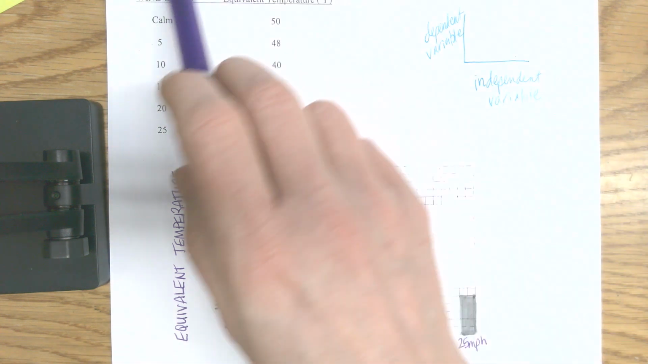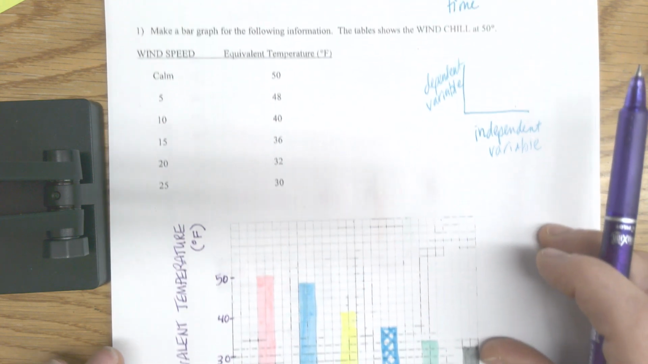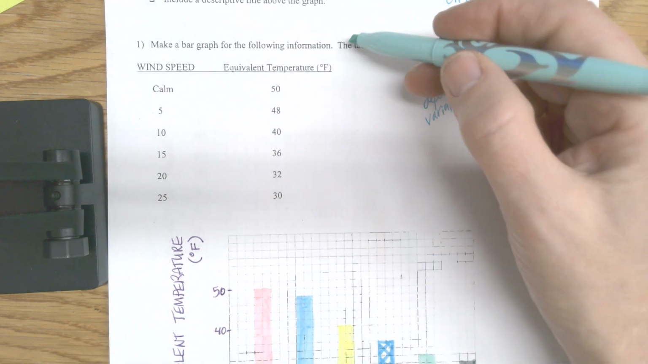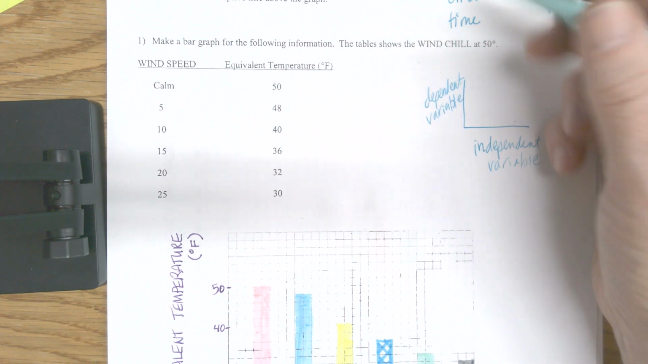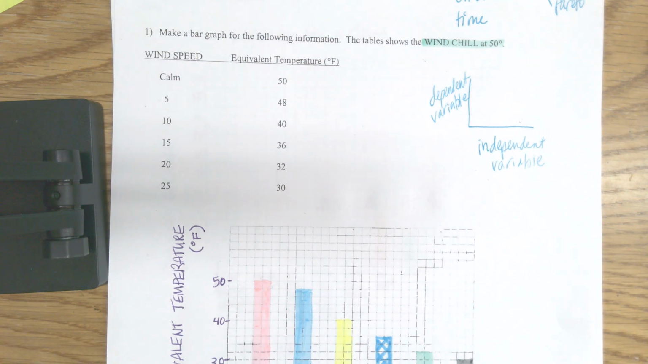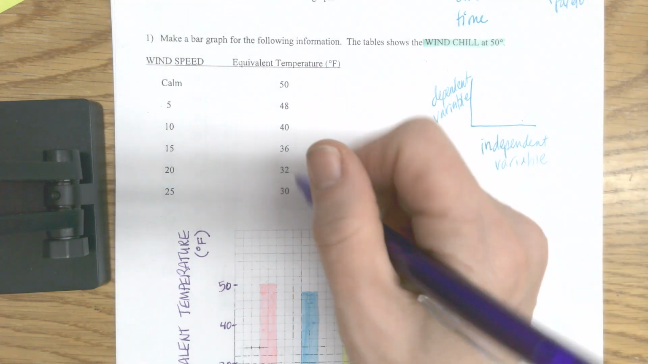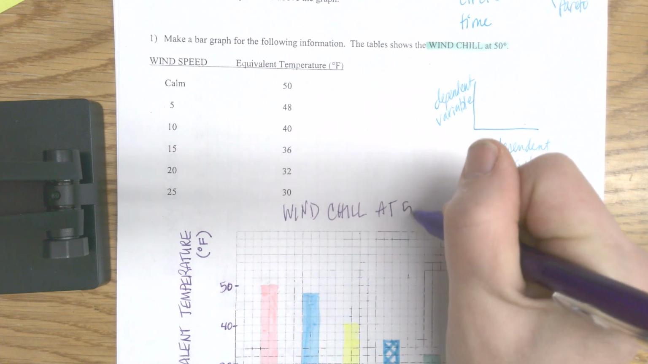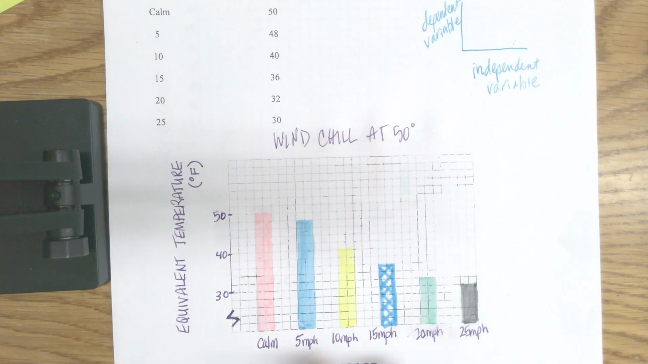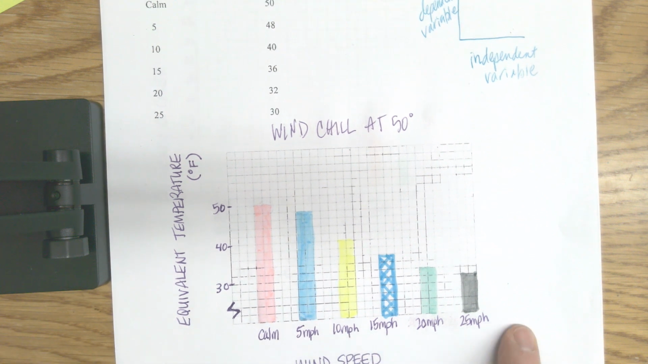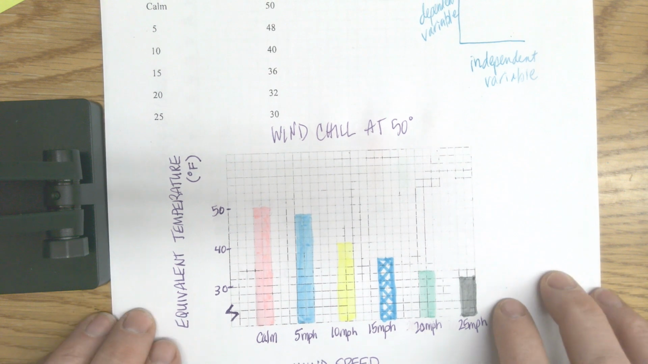And then the last thing that you always want to do is include your title. And what's nice about that is most of the time they'll tell you what your title is, because they'll say the table shows or make a graph that shows. And so this is the wind chill at 50 degrees. And so that's what I'm just going to call my graph, wind chill at 50 degrees. Okay, so that's a standard bar graph. Independent variable, dependent variable goes on the side. These are all my categories along the bottom, and then the values that represent them.